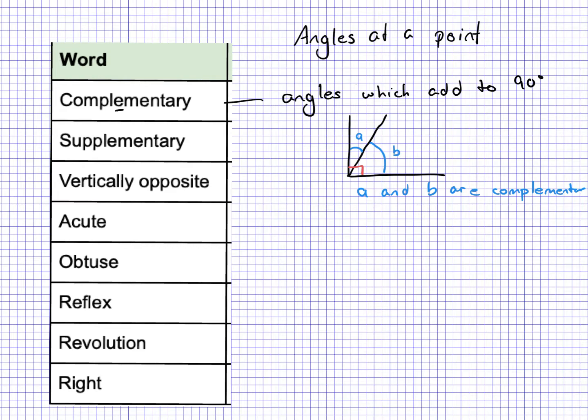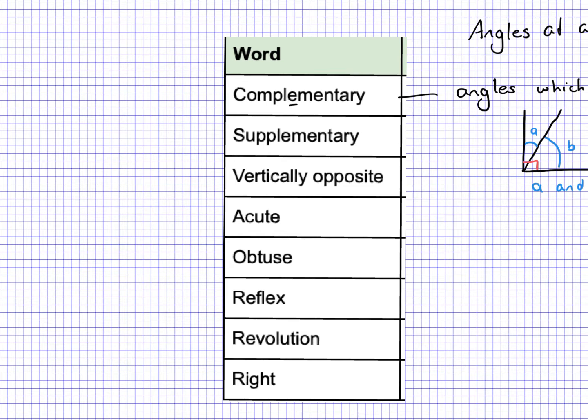The next one is called supplementary. And this is angles which add to 180 degrees, or a straight line. So if I had two angles together, you can see that and that together make a nice straight line, which is 180 degrees, and they're called supplementary.